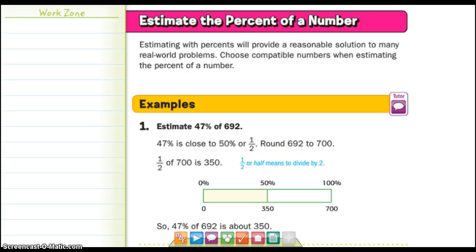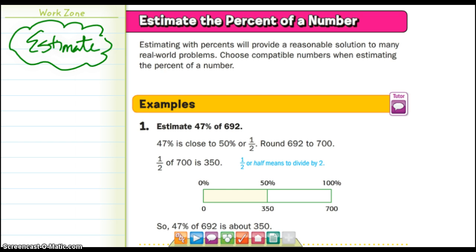So remember when I told you that estimating, and we put our little estimate in a cloud, how that will help you figure out what your answer is before you actually calculate it, so that when you come up with your answer, if your answer doesn't make sense, you can redo the problem based on what your estimate was. So again, we want a reasonable solution. All right, example number 1, estimate 47% of 692.